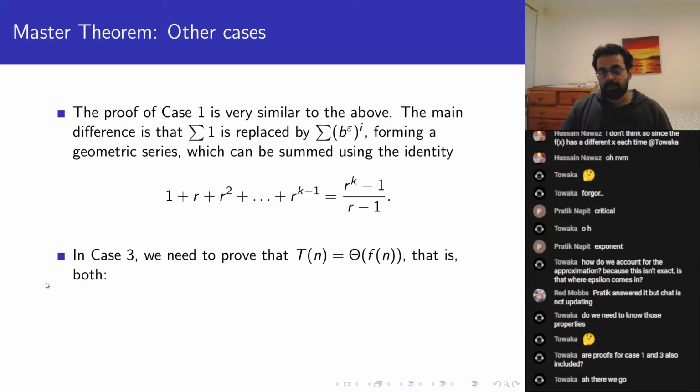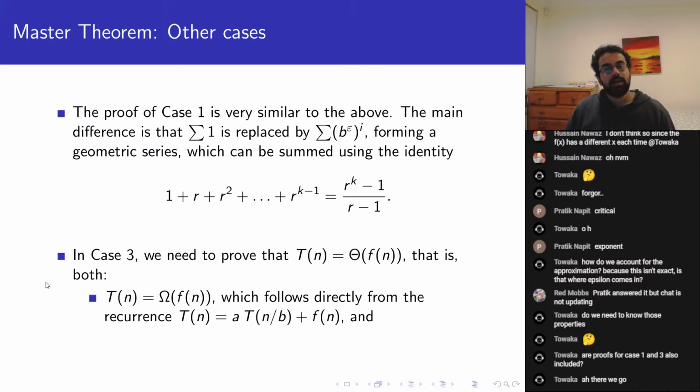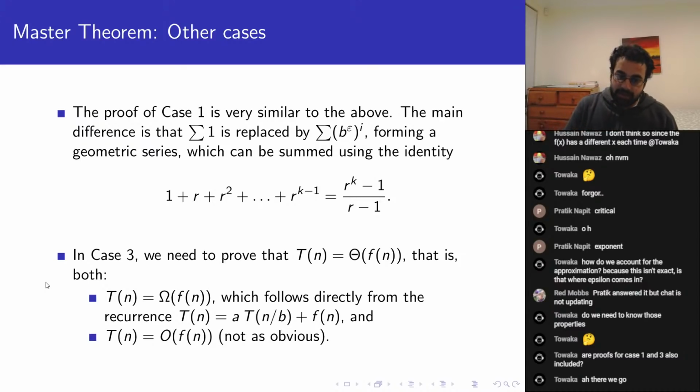Case 3 is more complicated. Here the aim of the proof is to prove that Tn is big theta of Fn. That's the conclusion that we're aiming for. So we need to prove 2 parts of this. First, we need to prove that Tn is bounded below by Fn. This is obvious because Tn is made up of Fn plus some stuff. So of course it's bounded below by Fn. The other direction is the difficult part: how to prove that Tn is big O of Fn.